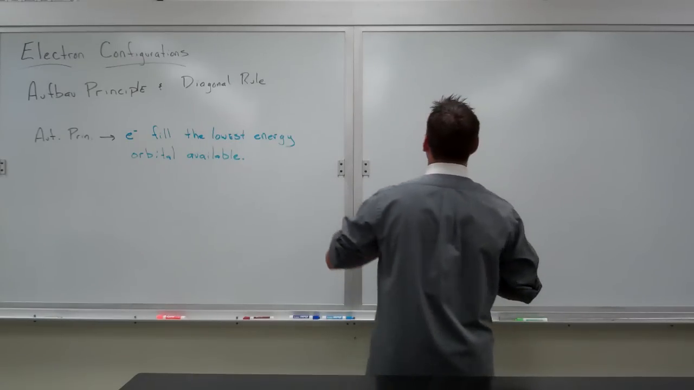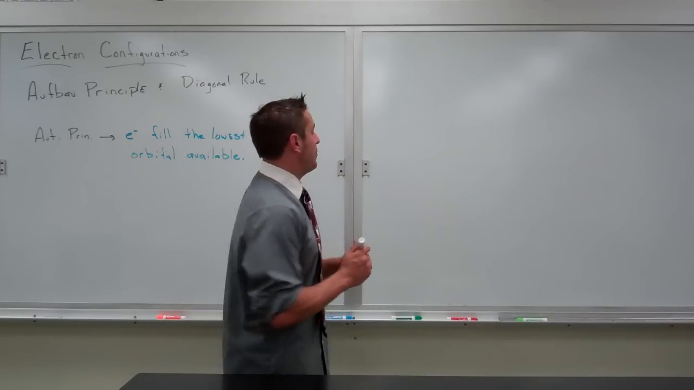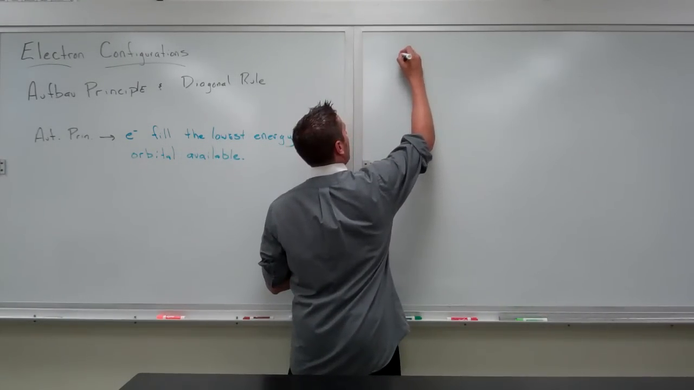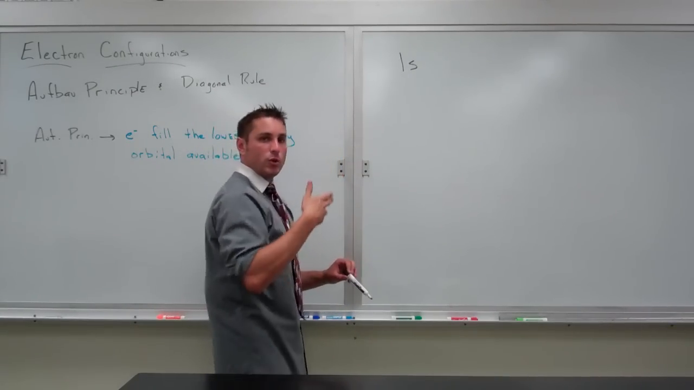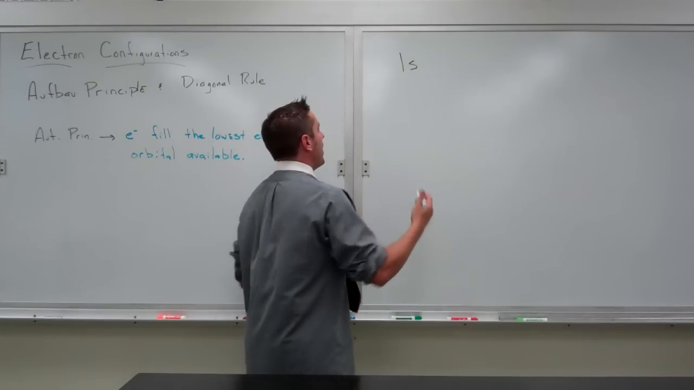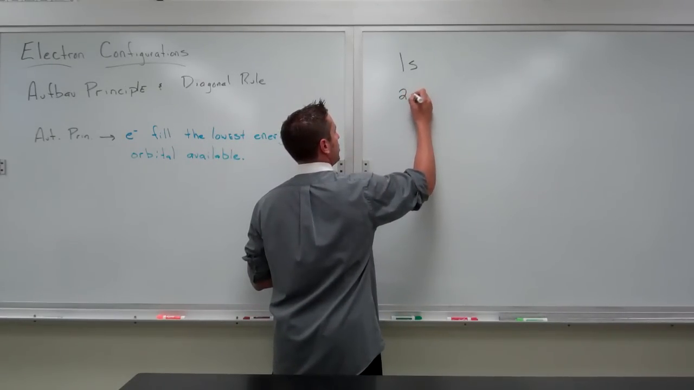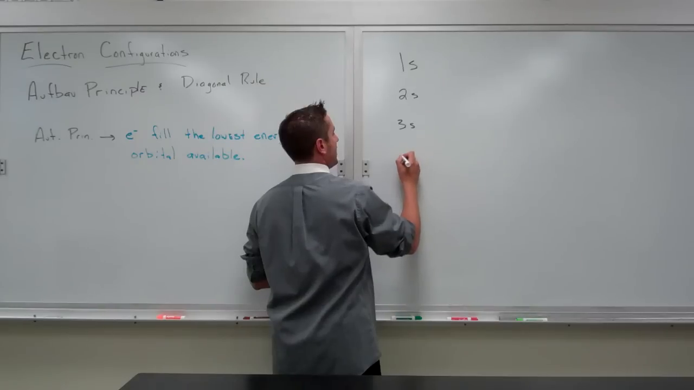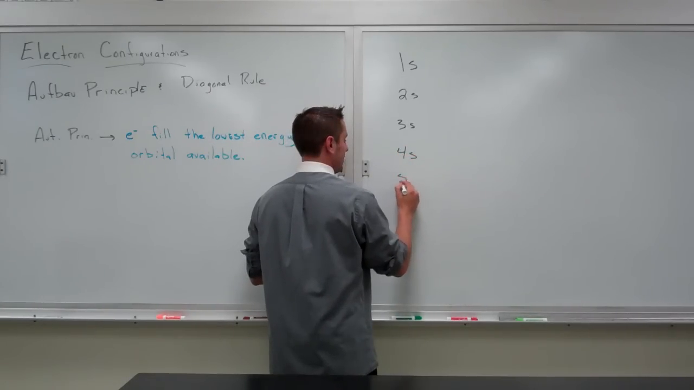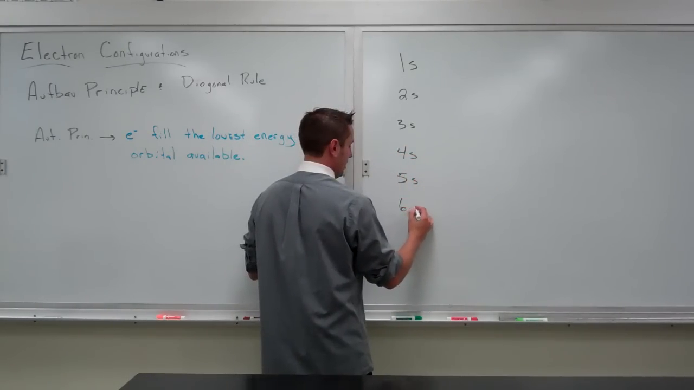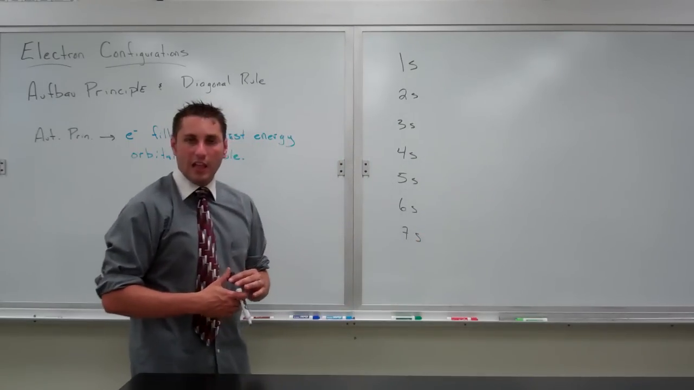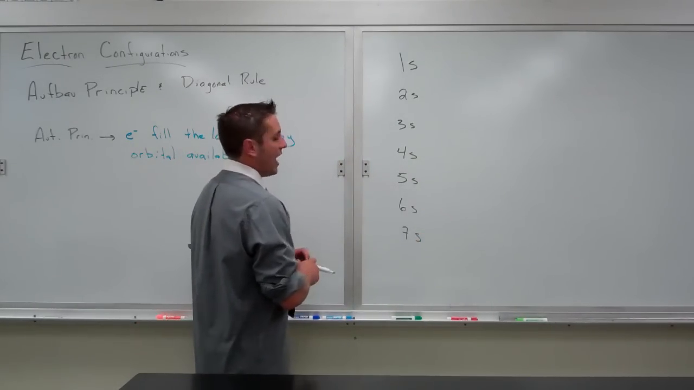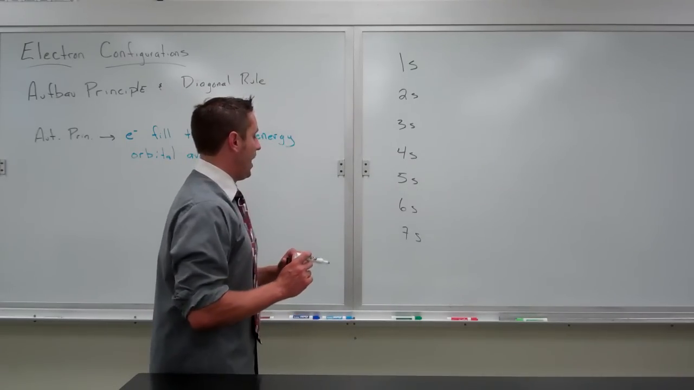Here is how the diagonal rule works. If you're going to write this on a piece of paper, start at the top by writing 1s. Going straight down from there, list all the other s orbitals. 2s, 3s, 4s, 5s, 6s, 7s. 7 energy levels, each one has an s orbital in it. There are the s orbitals.